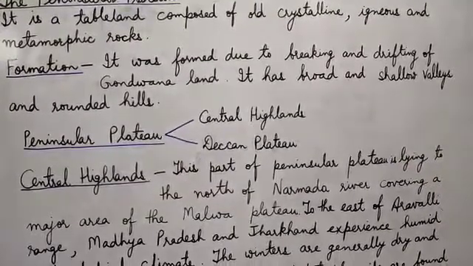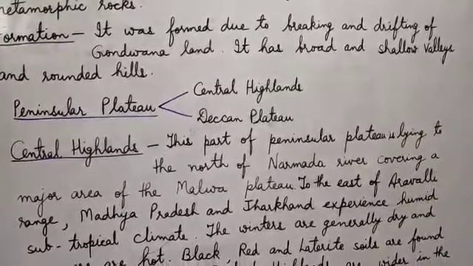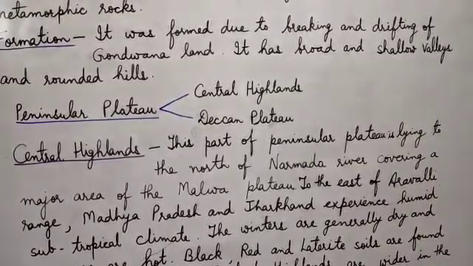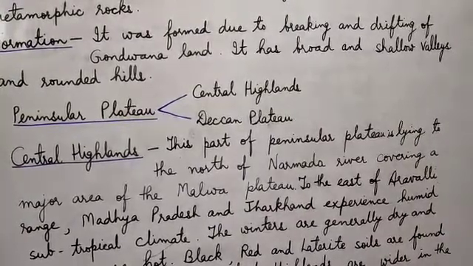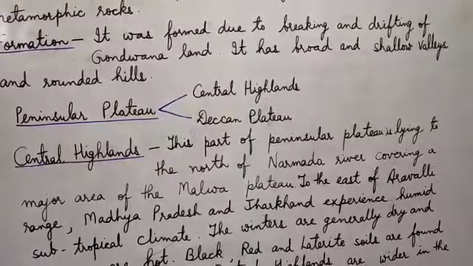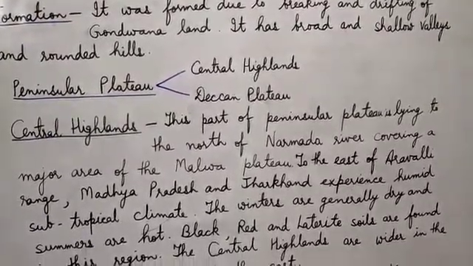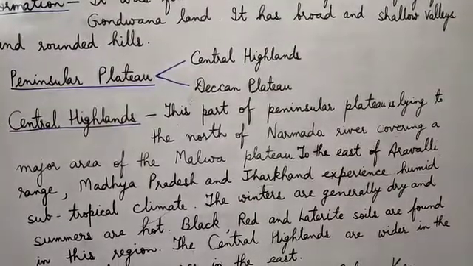Now there are two divisions of the peninsular plateau. The upper part of this plateau is the Central Highland and the lower part is the Deccan Plateau. The Central Highland and Deccan Plateau are the two parts of the peninsular plateau. Now let us see the features of the first one, that is the Central Highlands.